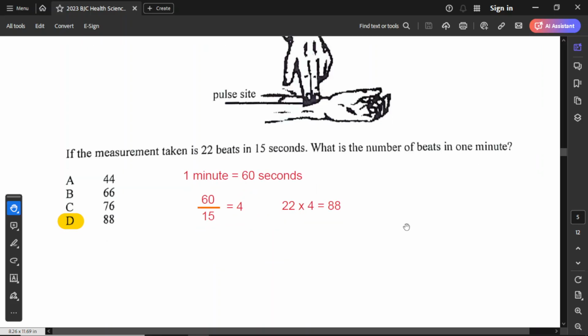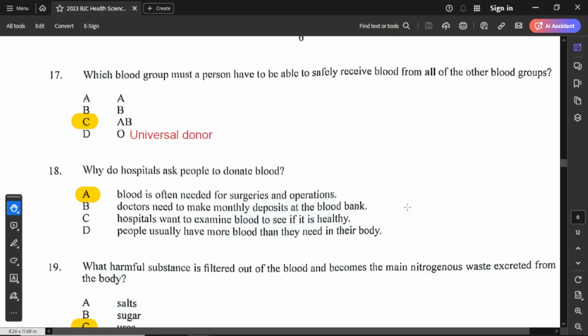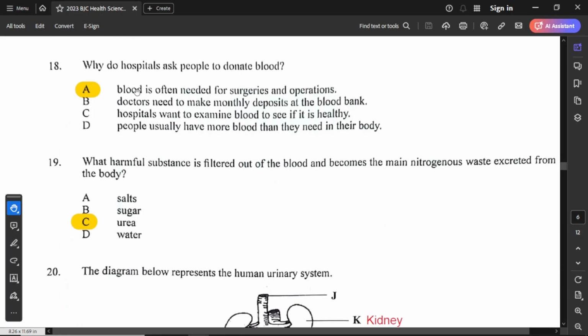Question number 17 now. Which blood group must a person have to be able to safely receive blood from all the other blood groups? This is the AB group. AB group is called the universal recipient. They can receive from everybody, but they cannot give. The O group is called the universal donor. They can give to all groups, but they themselves cannot receive. Question number 18. It said, why do hospitals ask people to donate blood?